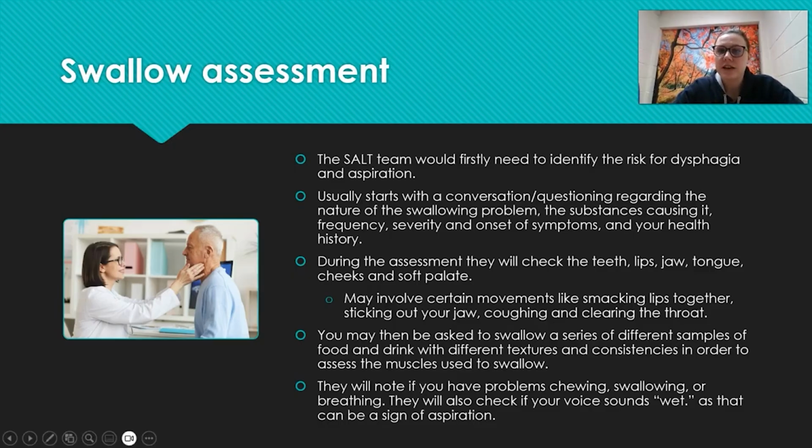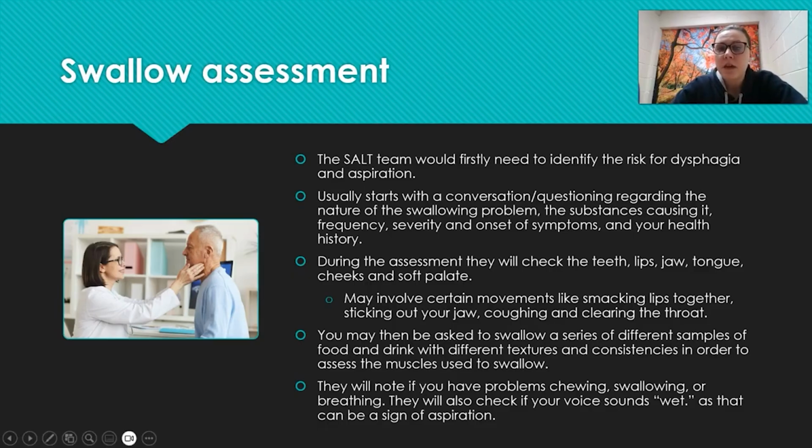Their first action would be trying to identify the risk of the dysphagia and aspiration. They may start with just having a conversation with you and questioning you about what problems are being caused for you, if there's certain substances causing it, how frequent it is, how severe it is, and the onset of the symptoms.